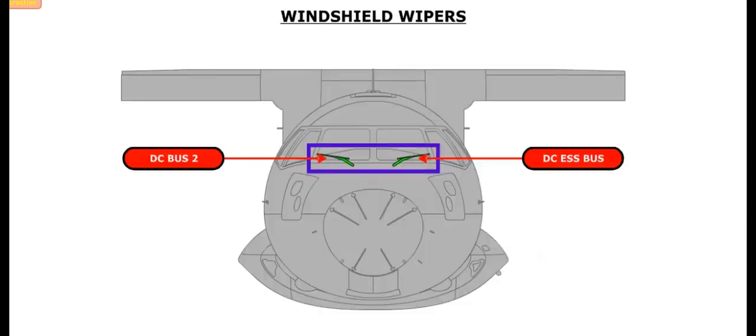Two windshield wipers remove rain from the 2 forward windshields. Each wiper is driven by a 2-speed DC electrical motor. The captain's windshield wiper is powered by the DC Essential bus, and the first officer's windshield wiper motor is powered by DC bus 2.